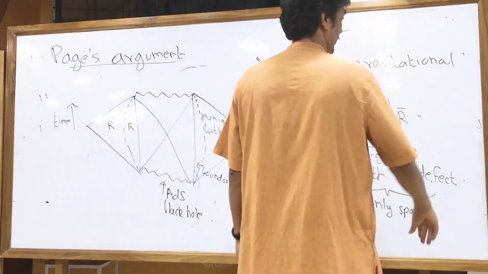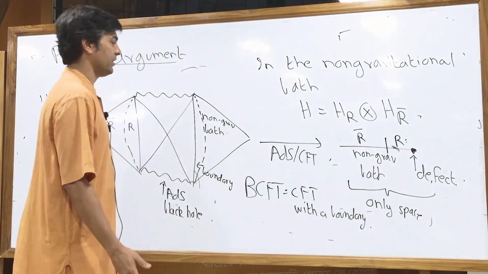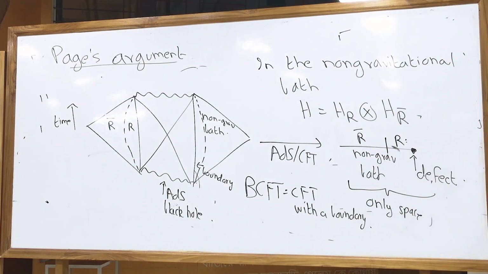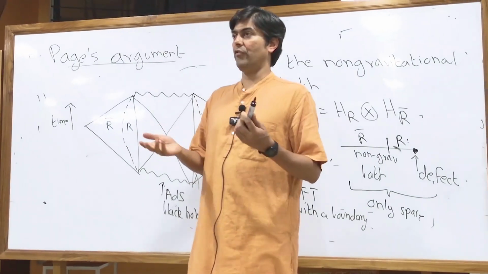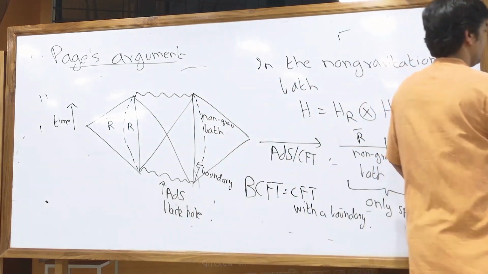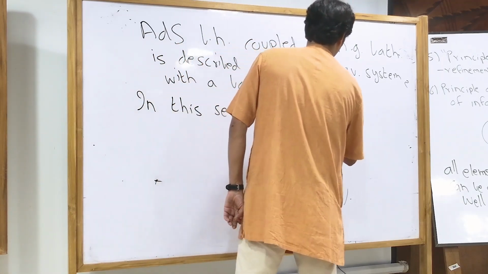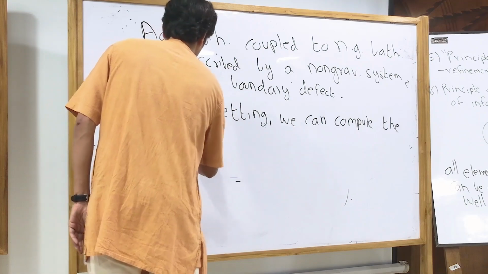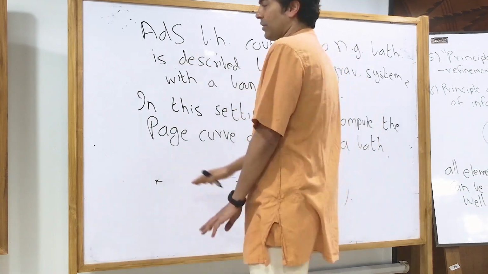In this non-gravitational system, you can divide the Hilbert space into two parts. And then you can compute the Page curve of this part with this part. This is the Page curve that's computed using the so-called island formula, which is a refinement of the Ryu-Takayanagi formula that's used for computing entanglement entropy. So we can compute the Page curve of part of a bath. And these calculations are correct and they're nice.